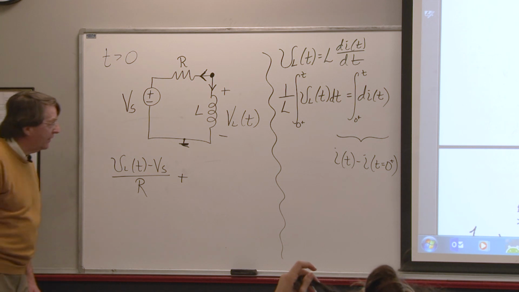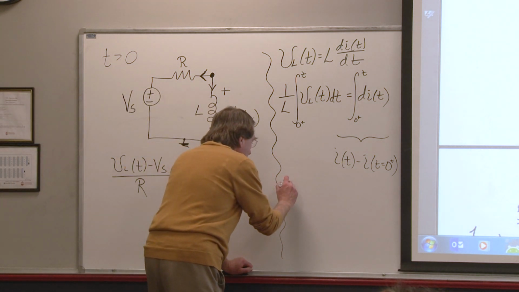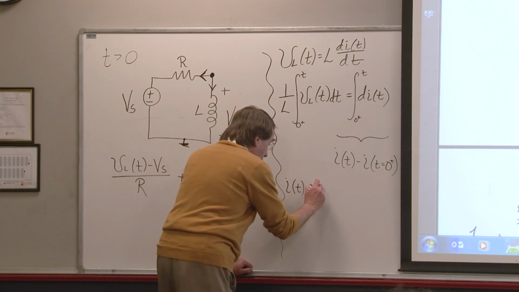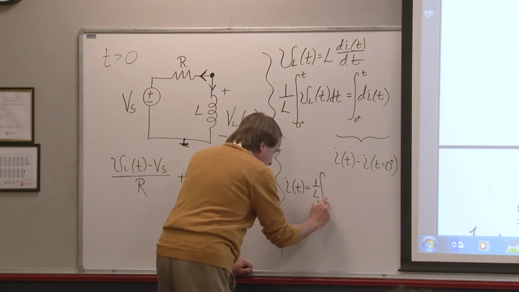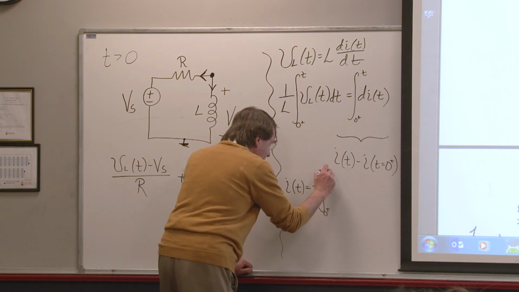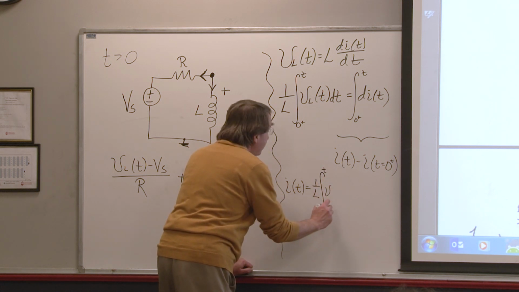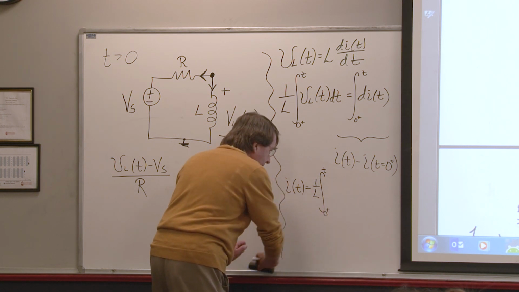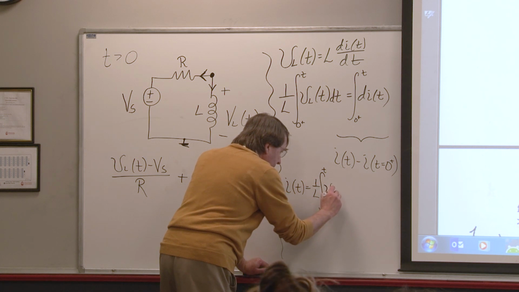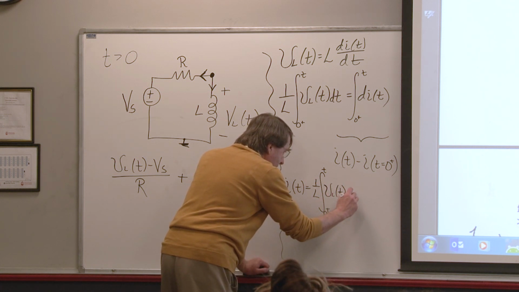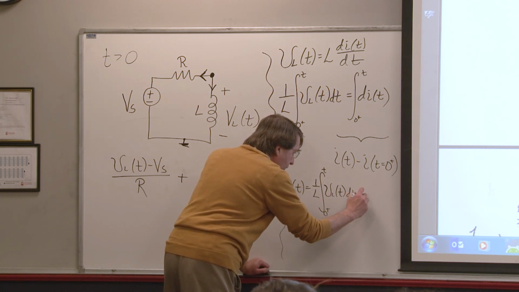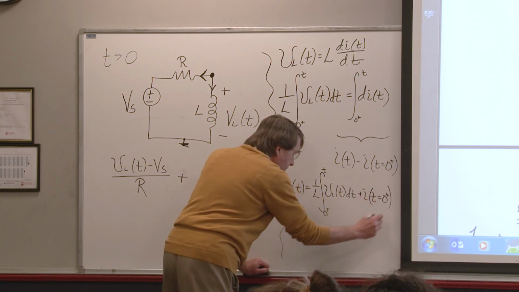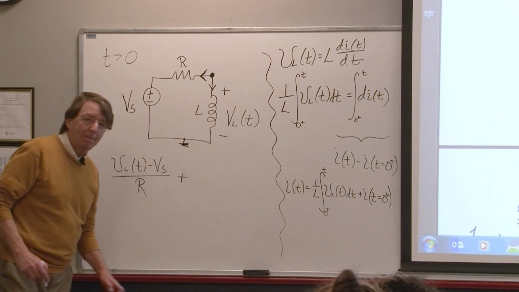So what do I have? I get that I of t equals 1 over L, the integral from 0 plus to t of V sub L of t dt. And then I bring this over, so this becomes I at t equal 0 plus.